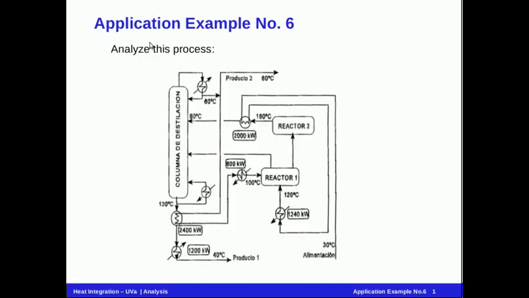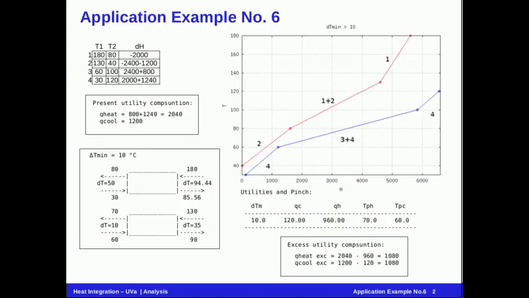A first cold one from 30 to 120, this is the feed, and it takes 2000 plus 1240 kilowatts to heat. And one other cold stream from 60 to 100 Celsius, taking 2400 plus 800 kilowatts. We have no detailed knowledge of the streams, so we must take all of them as linear.